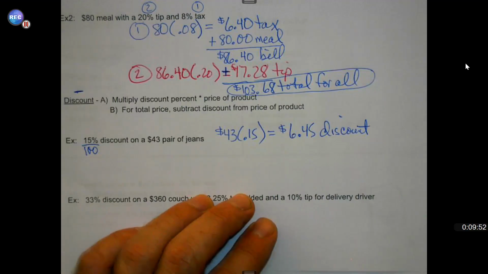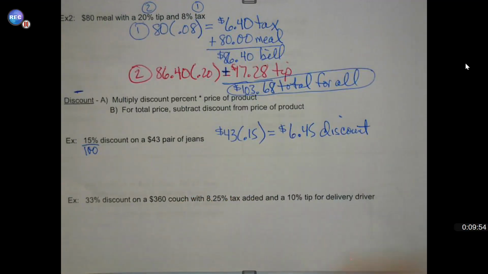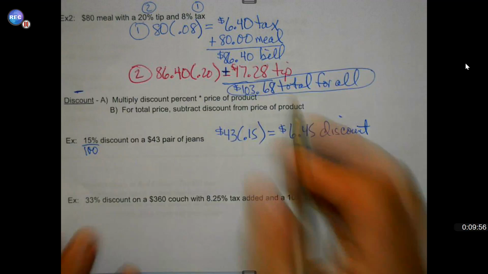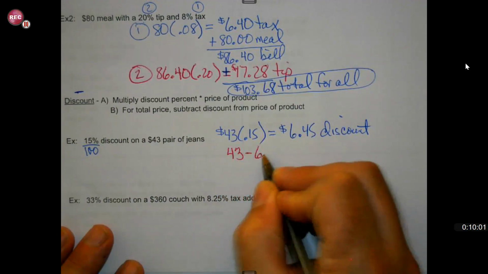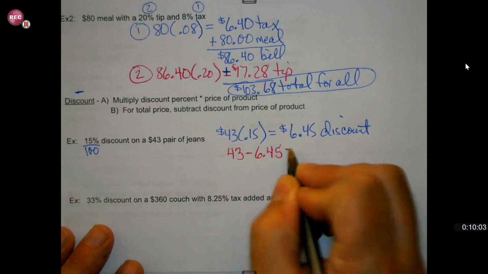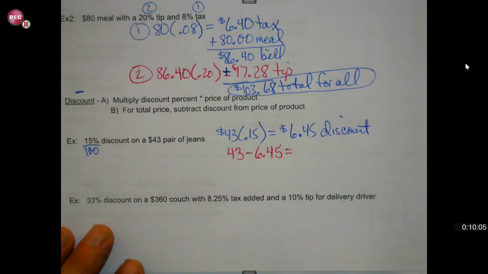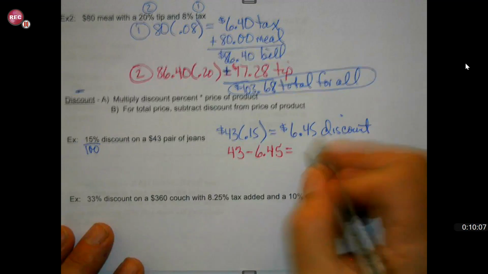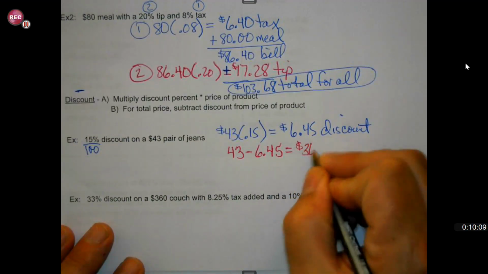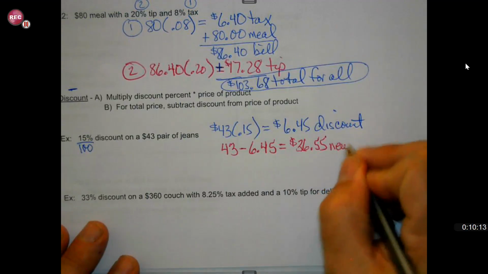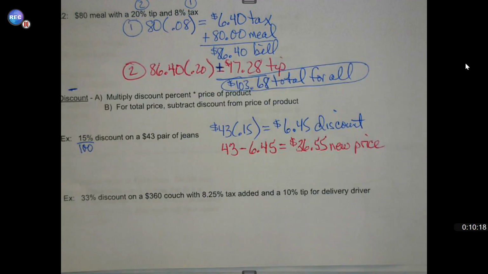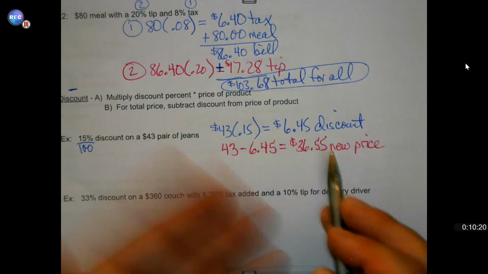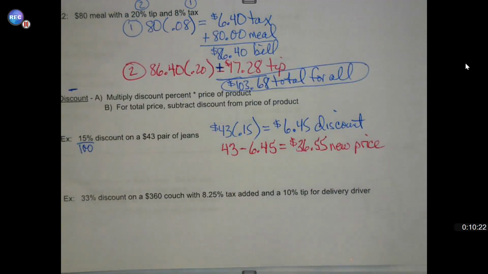If I want to know the cost now or the new price, I would do $43 minus the $6.45. So again, depending on what you're being asked for, you're ready for both.